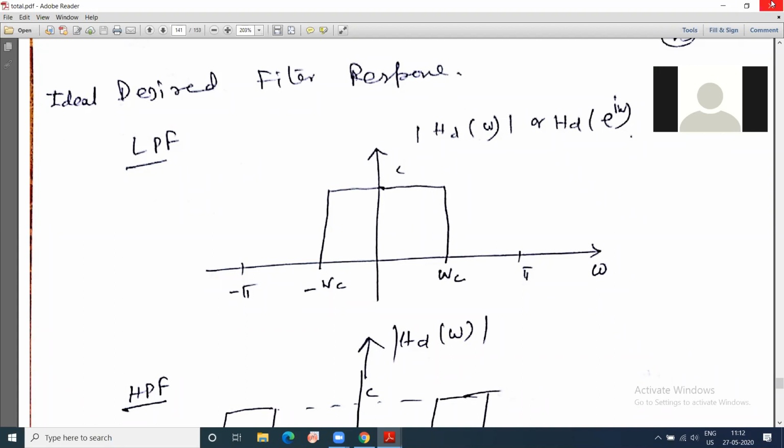Step 5. Since hd of n is infinite in nature, because hd of n has non-zero values for an infinite number of values of n, hd of n has to be multiplied with a window function with a specified number of samples to make hd of n finite.